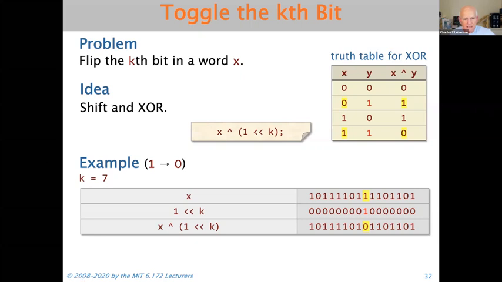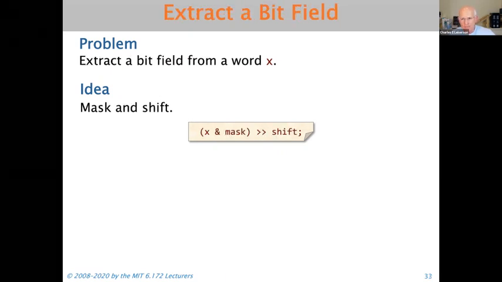So similarly, if the kth bit is 1, the bit flips to 0. Okay, what about extracting a bit field? That's our next thing. We're going to pull out a whole collection of consecutive bits. Generally these things form the pattern of X ANDed with a mask and then shifted. We use masking to extract a bit field from a word, with an appropriate mask, and then shift it the right amount.